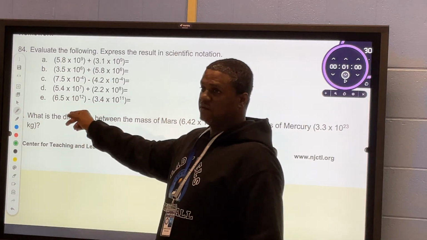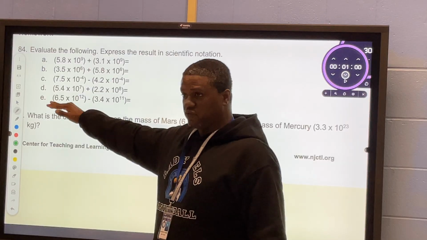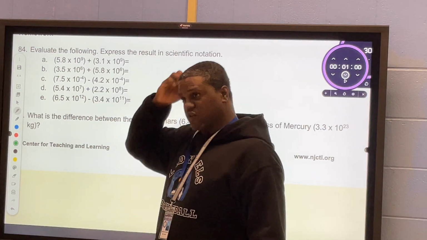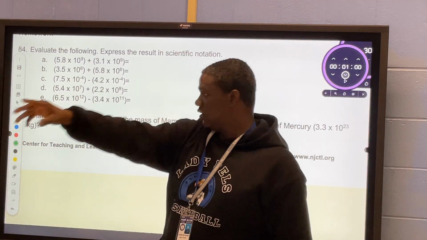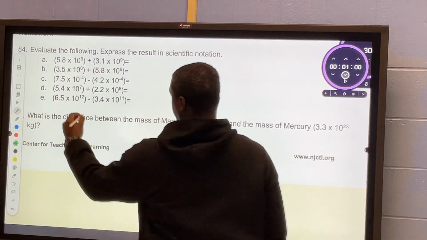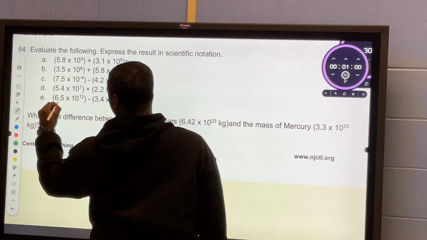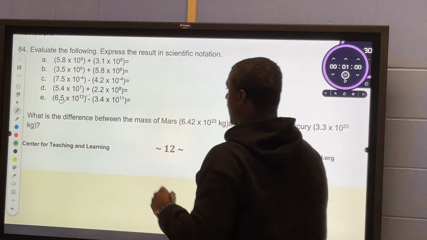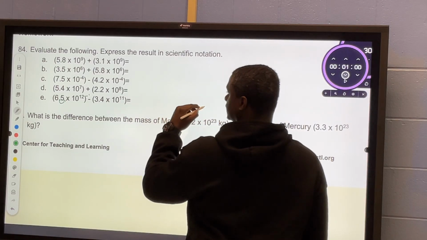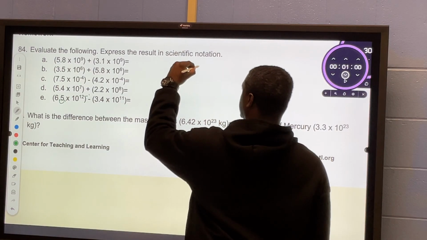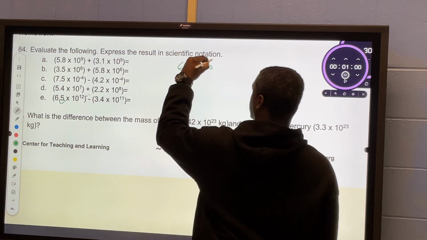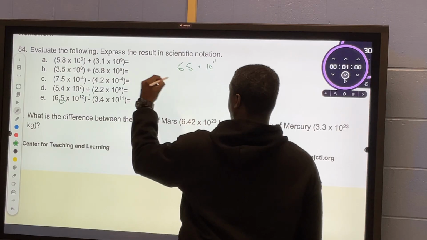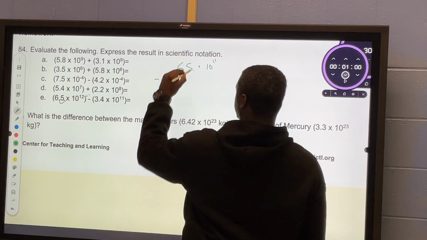Now you can also move them to the right. I'm going to show you both ways. Let's do your way first. If you move this one to the right and make this exponent smaller, we have to subtract one. What would that new number be? 65 times 10 to the 11th power. And this one stays the same, since we're subtracting. And let's go back.